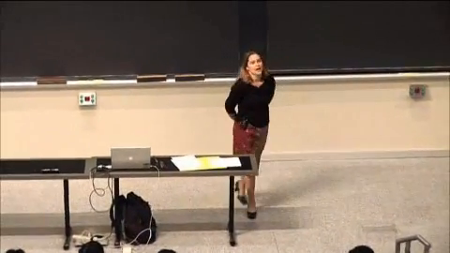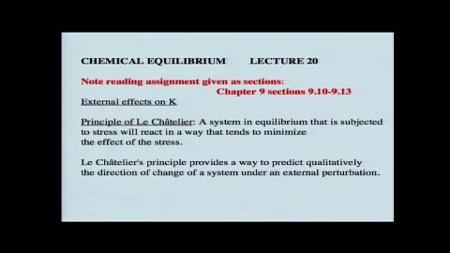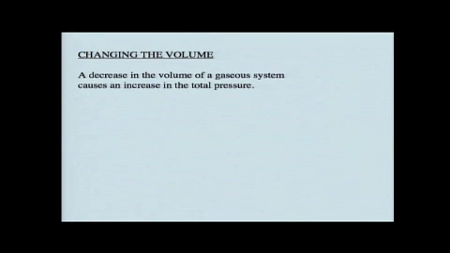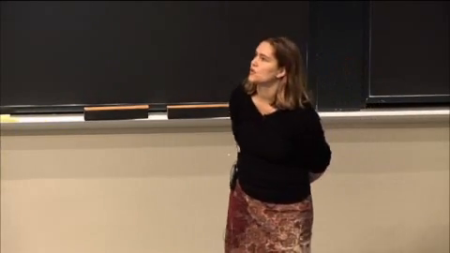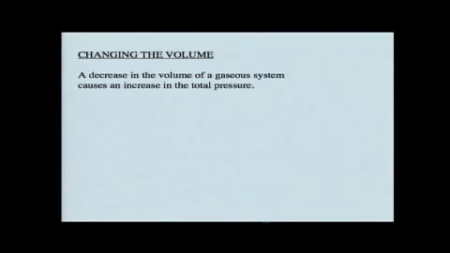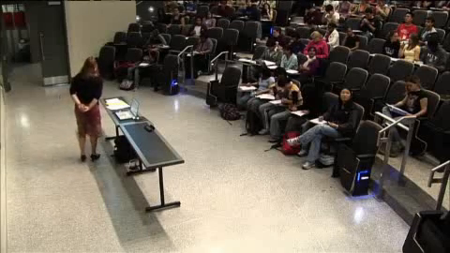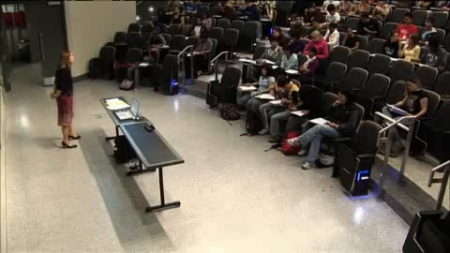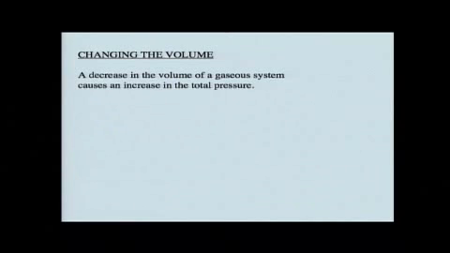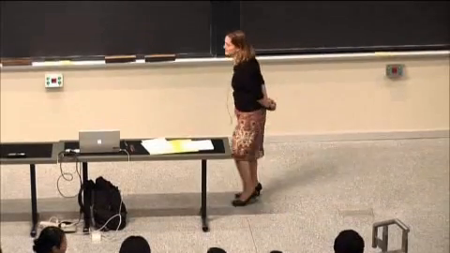So we talked about adding reagents and removing products last time, and now we're going to go on and talk about what happens when you change the volume. So if you have a system at equilibrium and you change the volume of it, and here in particular we're talking about a gaseous system, what's going to happen? So what do we know about volumes when it comes to gases? We say that a decrease in volume of a gaseous system causes an increase in total pressure. What equation leaps to your mind when I say those words? Exactly. PV equals nRT.